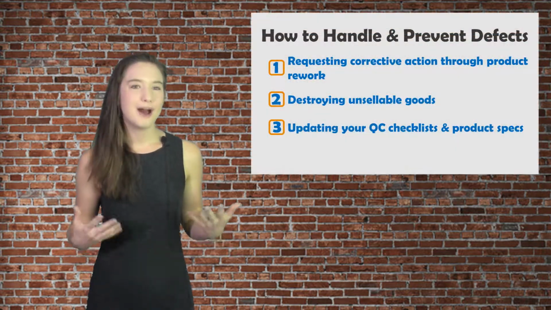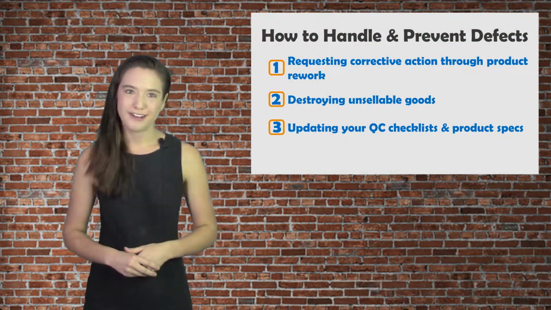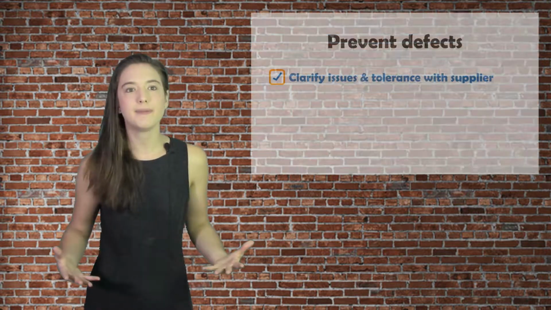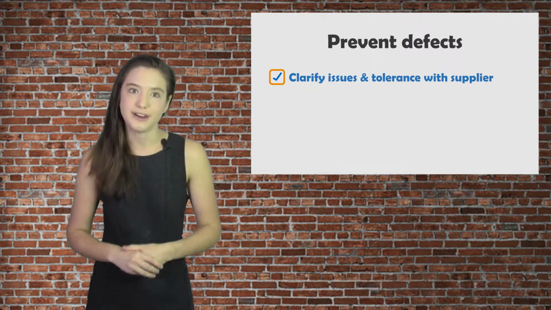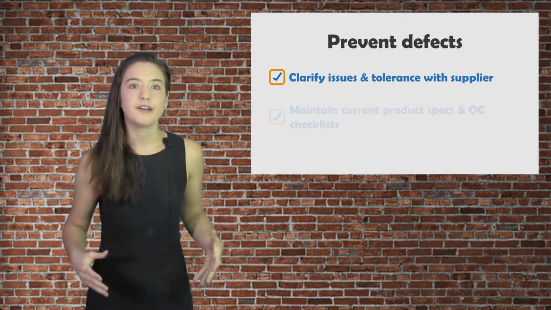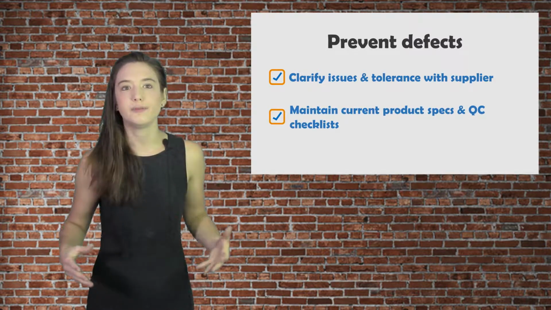Next, let's cover updating your QC checklist and product specifications. If you find a previously unknown defect or other product issue in your goods, updating related QC documents to address this helps prevent it from reoccurring in the future. Without revising these documents to clarify your expectations, how could you expect to see improvement in the next order? Many defects can be prevented in future shipments just by making your supplier aware of the issues and your tolerance for them. Product specs and QC checklists should always be current.